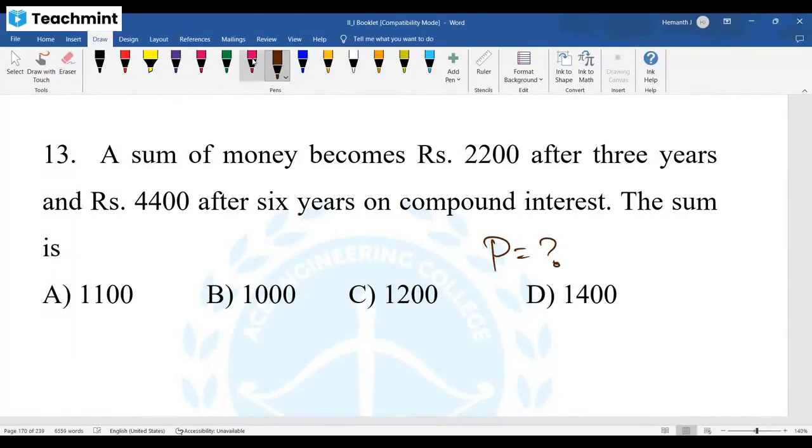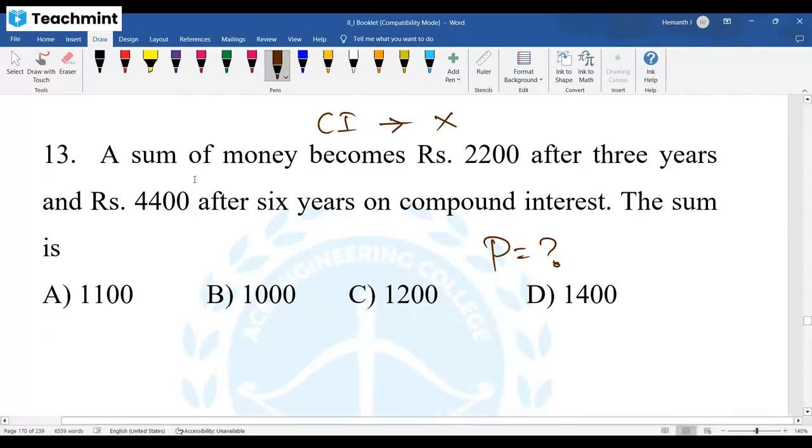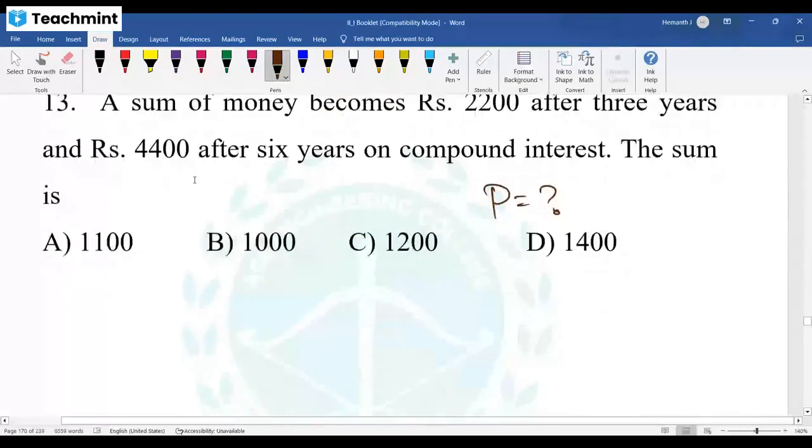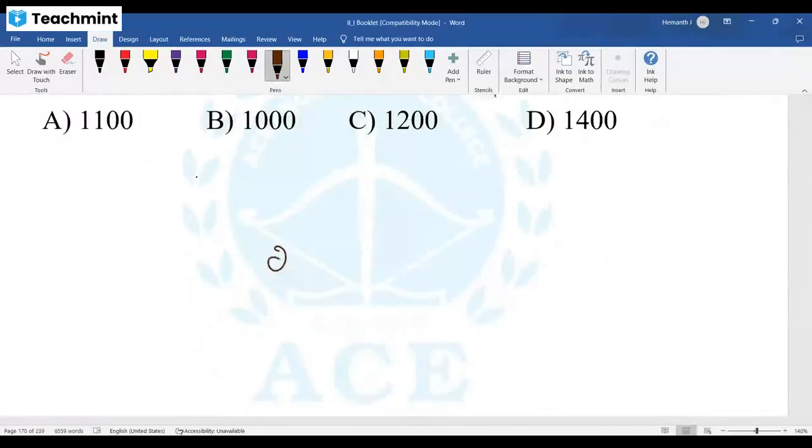We know from the introduction, compound interest has a multiplication effect. Simple interest has an addition effect. Compound interest has a multiplication effect. That you can check here also. Money becomes 2,200, that means that is the amount. 2,200 in how many years? 3 years. And 4,400 in 6 years.